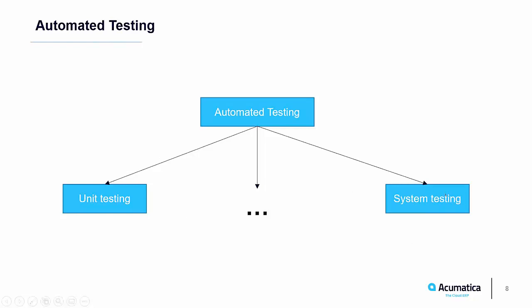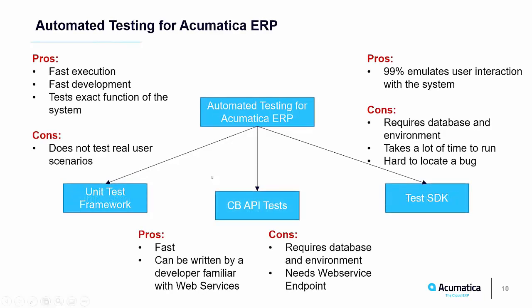And of course, between these two categories, we have a lot more intermediate categories that we can talk about a bit later. So what does it mean for Informatica ERP specifically? For Informatica ERP, we have basically three different types of tests and three different tools to test the application.